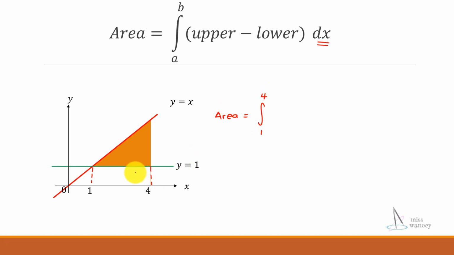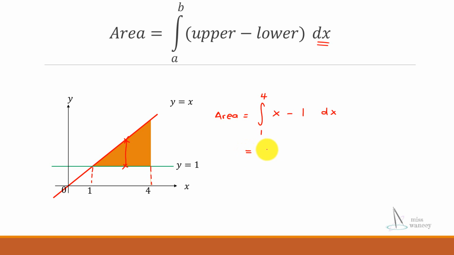So since this is the x, we have to draw a horizontal line and then check which one is upper, which one is lower. So the upper is y equal to x. Again, y should become the subject. So the value is x minus. The lower function is y equal to 1. Again, y as the subject. So I'm going to have x minus 1 dx.